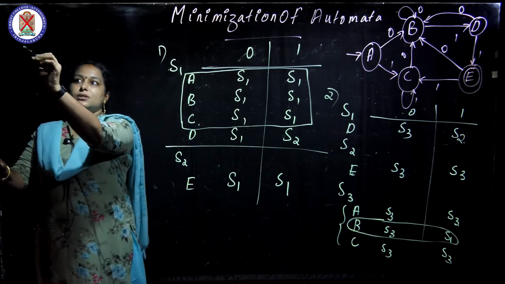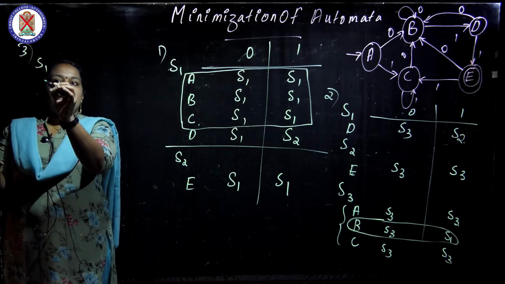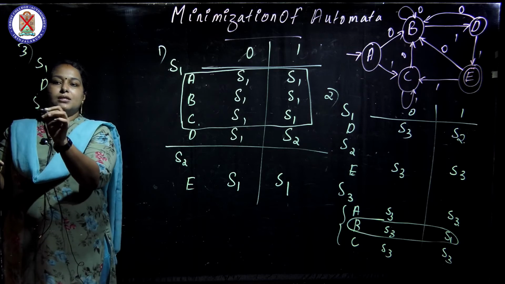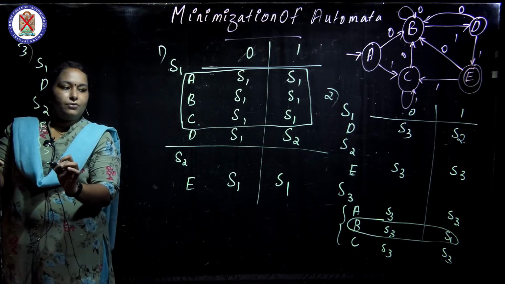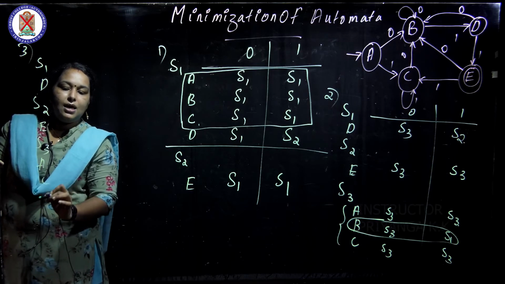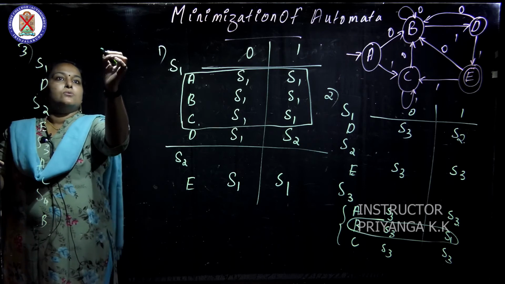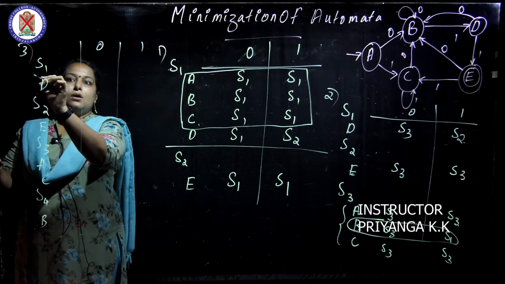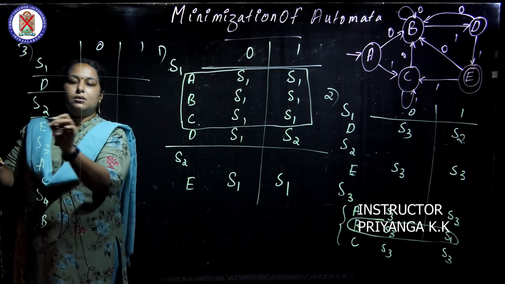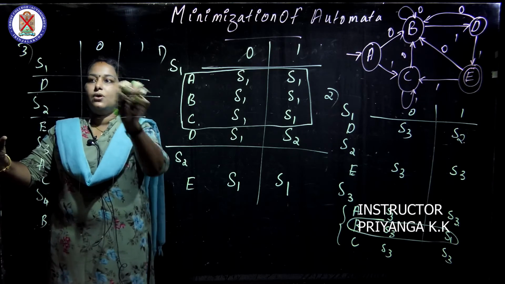Now I am moving to the third step. In the third step, again S1 will have D, S2 will have E, S3 will have A and C, and S4 will have B. Okay, so 0 and 1.